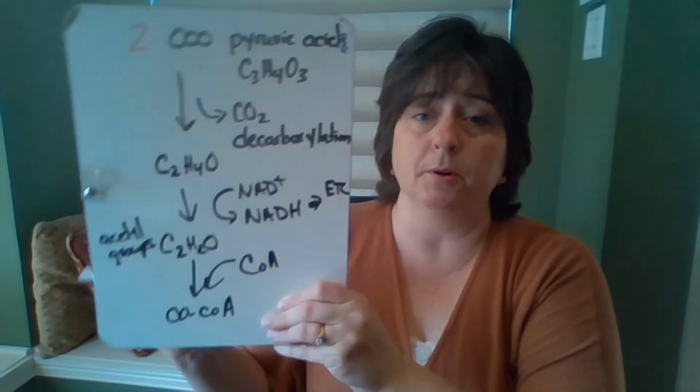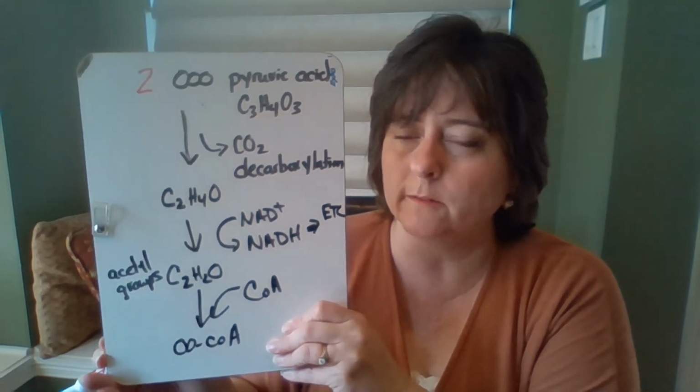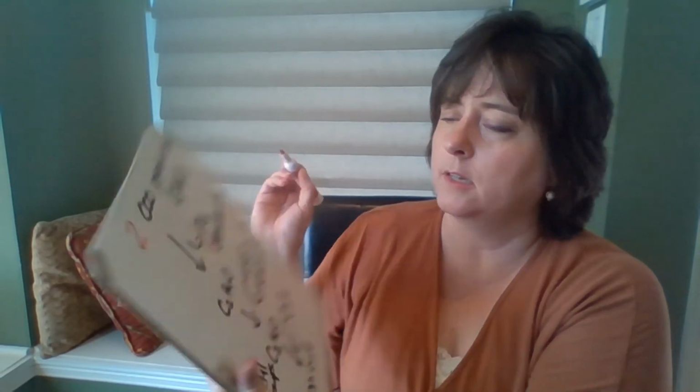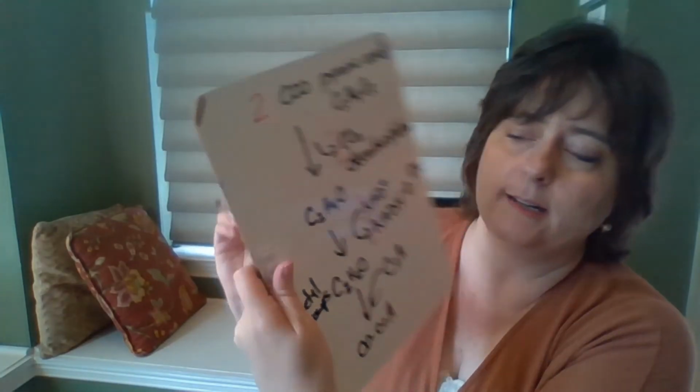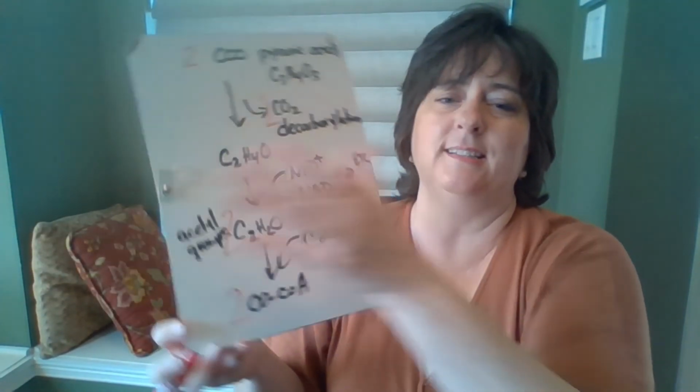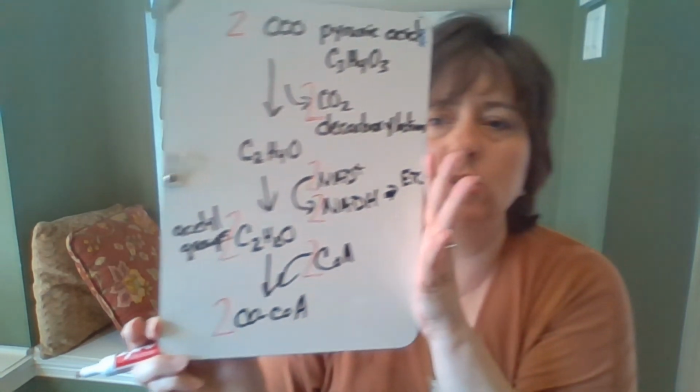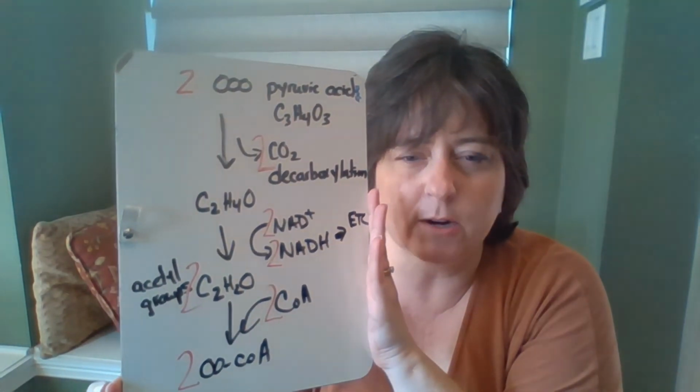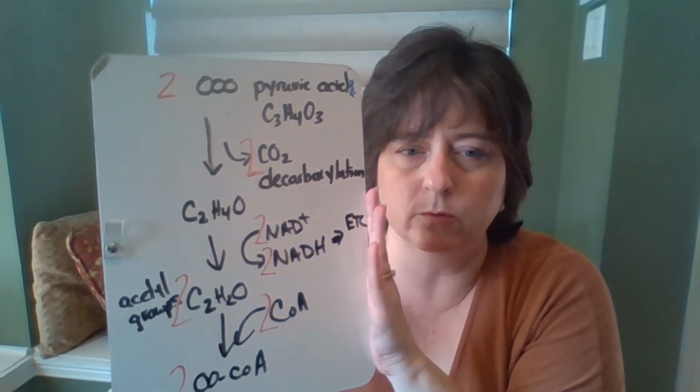So these are just kind of the steps that have to occur to get into the Krebs cycle. Now remember, we're keeping track per molecule of glucose. So I had 2 pyruvic acids. So how many carbon dioxides got made? 2. How many NAD pluses were needed to make NADHs? 2. We made 2 NADH. We need 2 coenzyme A's to make these 2 acetyl-CoAs. So don't forget to put the big 2 in front of everything because we're keeping track per molecule of glucose for that.